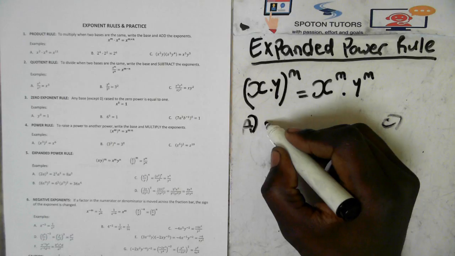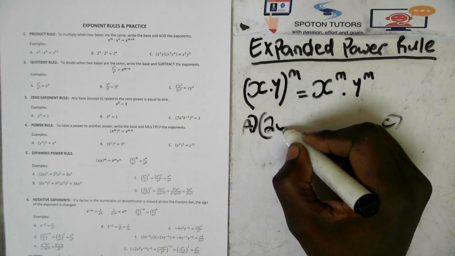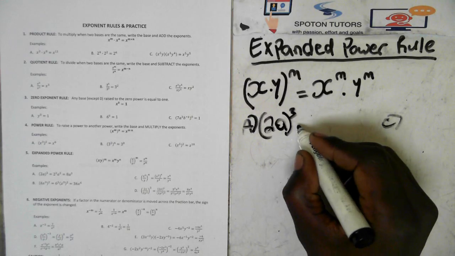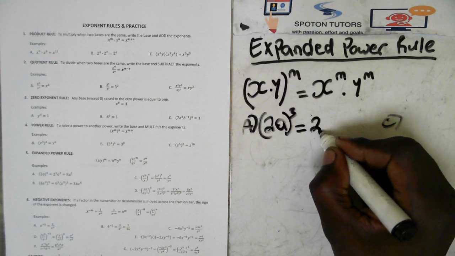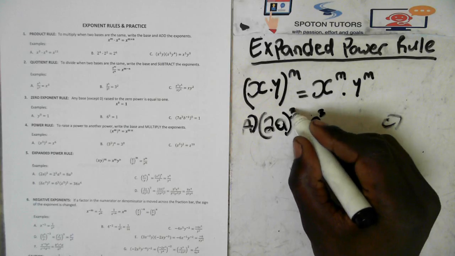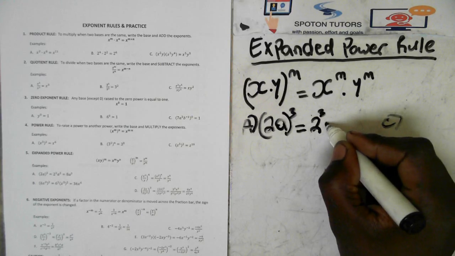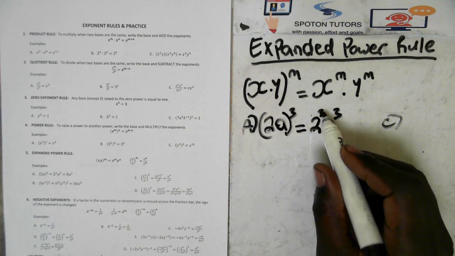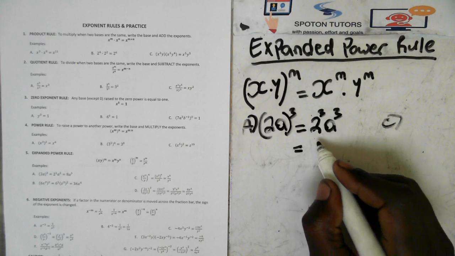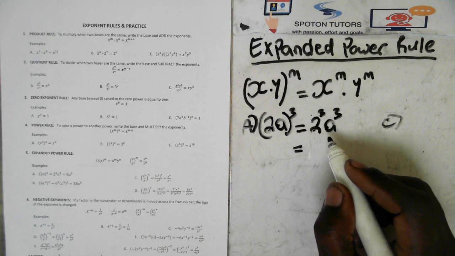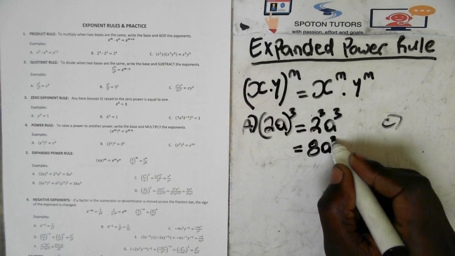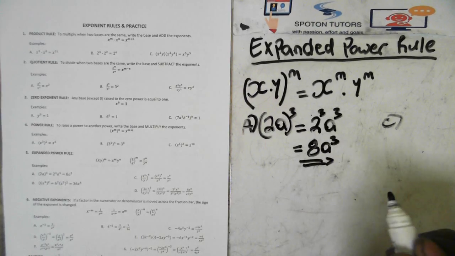So (2a) to the power 3 is your question here. Solve this question. It's going to be 2 to the power 3, this expanded power, as well as a to the power 3. This is your answer. So what does it tell you? 2 to the power 3 means 2 times 2 times 2. So 2 times 2 is 4, 4 times 2 is 8. So your answer is 8a to the power 3. That's your final answer here.